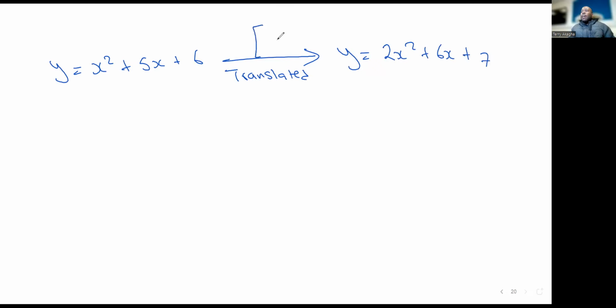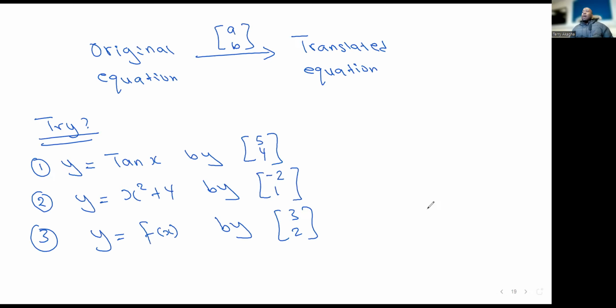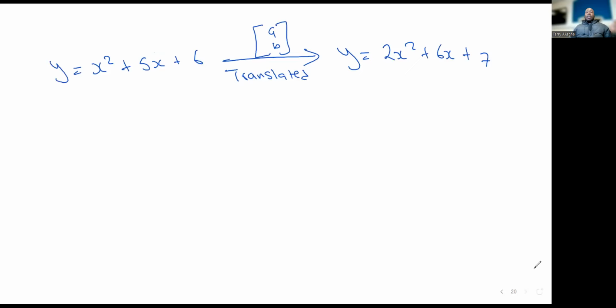And I want you to find the a and b. In the previous examples we've been solving, I gave you the original equation and the a and b, and I told you to find the translated form. But now I'm going to give you the original and the translated quadratic equation, and I want you to find the a and b. That's the next concept we're going to talk about now.